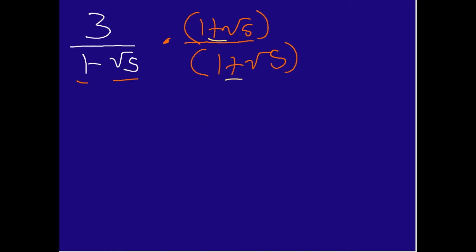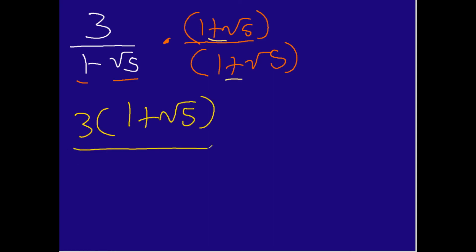So let me go ahead and put this down below. We get 3, and then inside parentheses we have 1 plus the square root of 5 as seen here. And then inside the denominator we have 1 squared minus the square root of 5 squared, like so. You can see here that we're very close to being done. So this simplifies to the following.